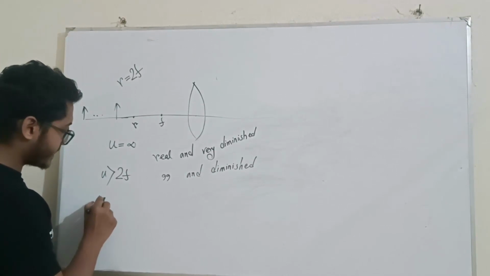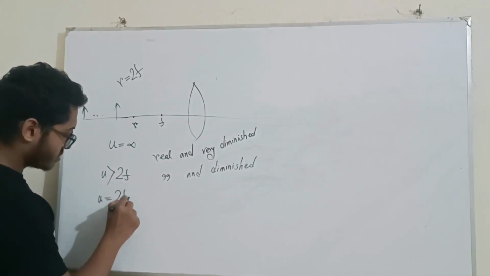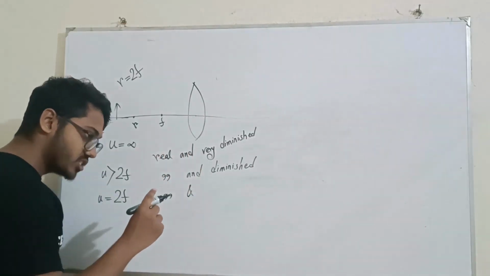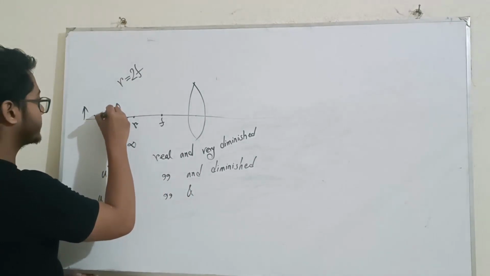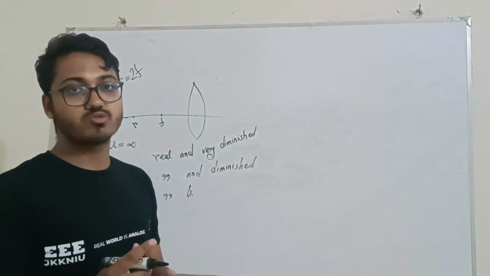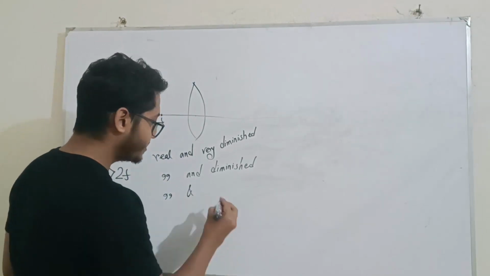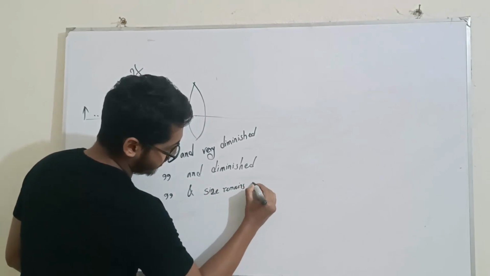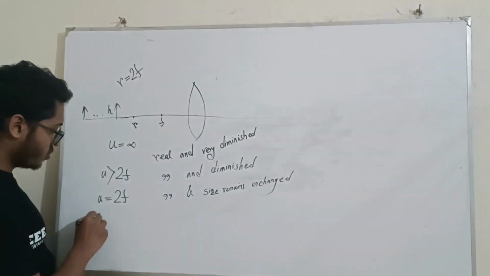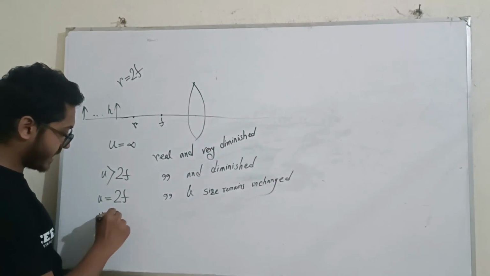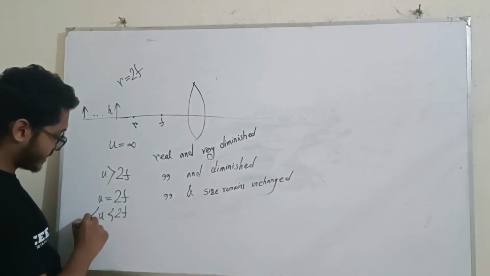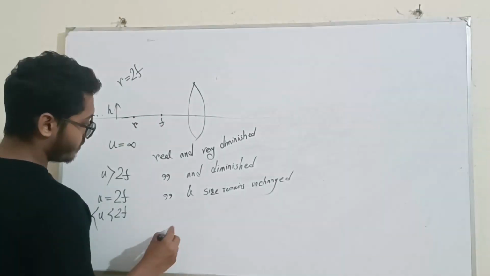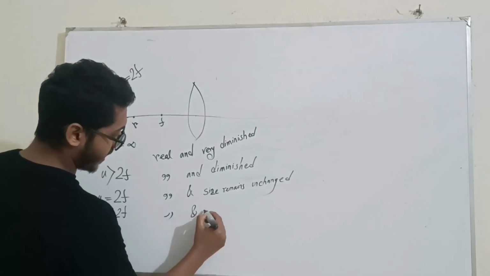Again, if the object is at R, then the image will be real and the size of the object, suppose the size of the object is h, then the image size will also be h, meaning the size remains unchanged. Now if u is less than 2F but u is greater than F, meaning the object is between R and F, then the image will be real and magnified.